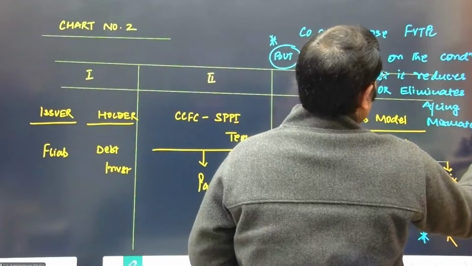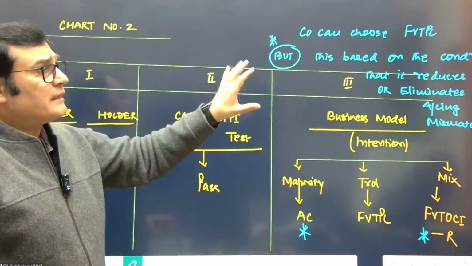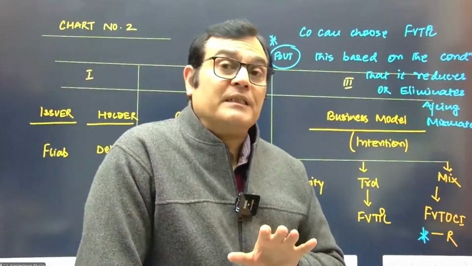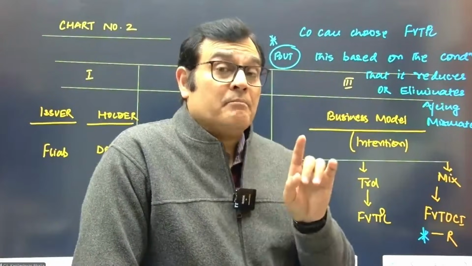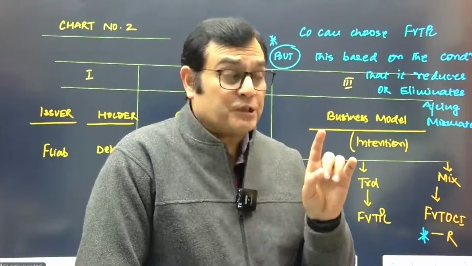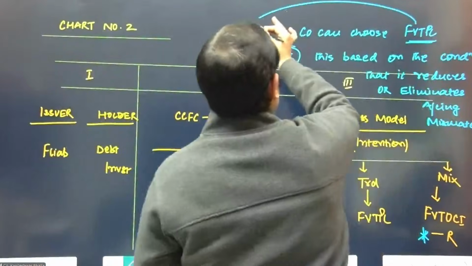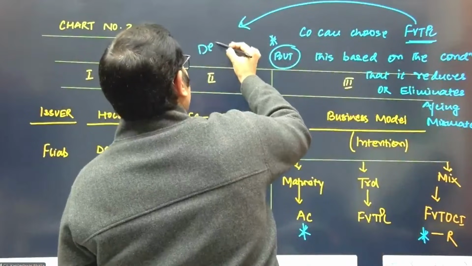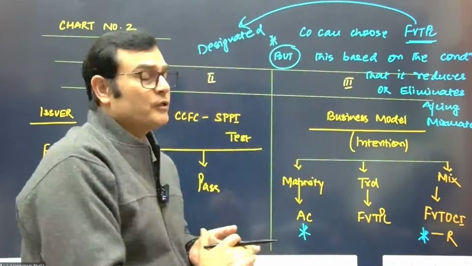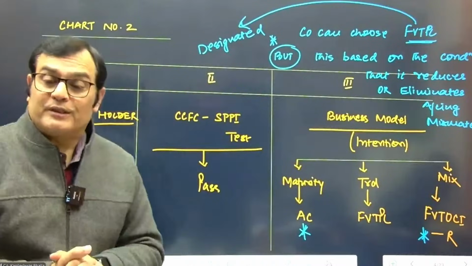So unless, of course, this is given in the question, we are not going to use FVTPL. It's only when there is a clear-cut mention that in spite of meeting the category of AC or in spite of meeting the category of FVTOCI, the management decides that they have the objective of reducing or eliminating accounting mismatch, that we are going to take it as FVTPL. And this FVTPL is what we technically call designated. This is what we technically call designated to a fair value through P&L approach. Great. So I think my chart number 2 also gets done on that.